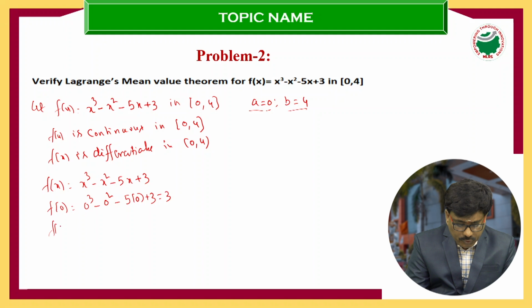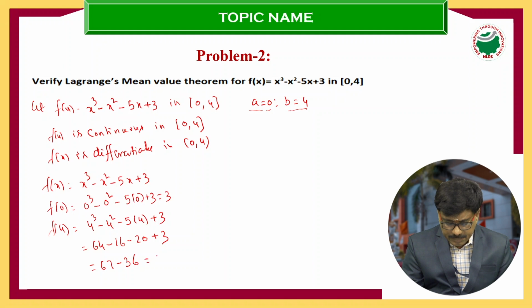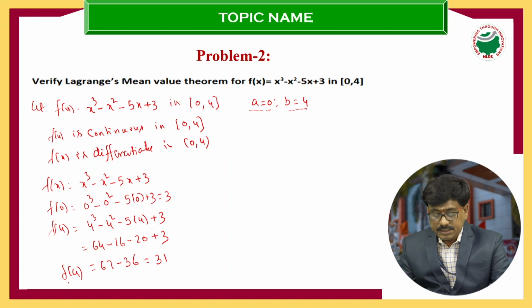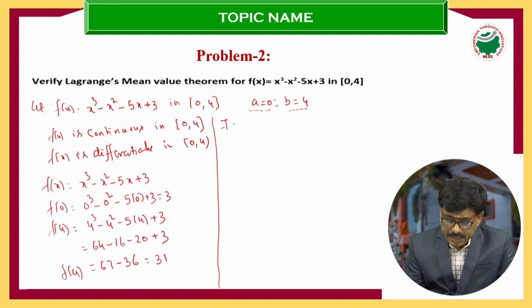Similarly, we need to substitute 4 in this polynomial: 4 cube minus 4 square minus 5 into 4 plus 3. What is 4 cube? 64, minus 4 square, 16, minus 20 plus 3. Totally this becomes 67 minus 36, which is nothing but 31. f of 4 value we got is 31.